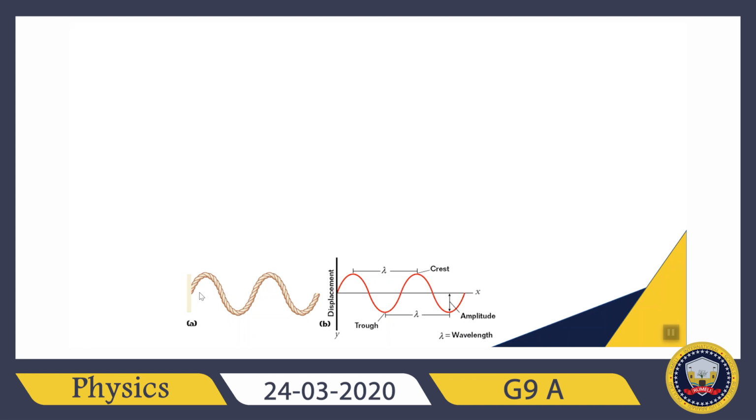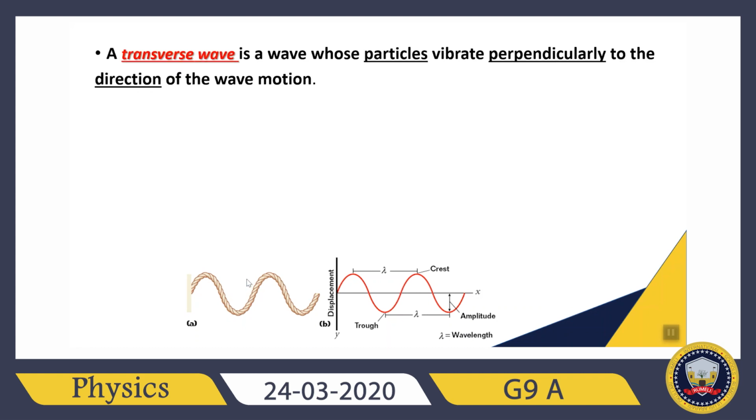So the two directions are perpendicular to each other: the direction of vibration you are doing and the direction of propagation, the motion of the wave itself. It will be horizontal while you are moving it vertically. So when the two directions are perpendicular to each other, this wave is called a transverse wave. A transverse wave is a wave whose particles vibrate perpendicularly to the direction of wave motion.